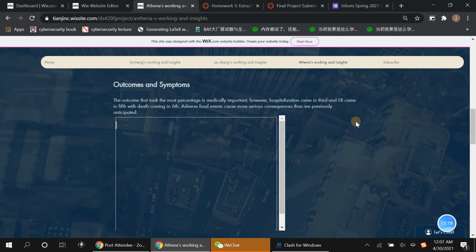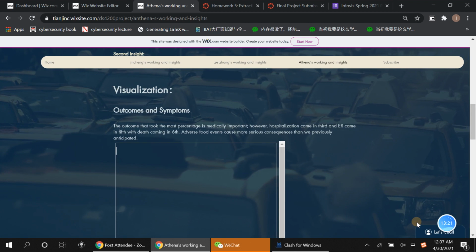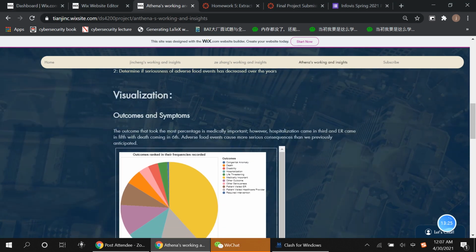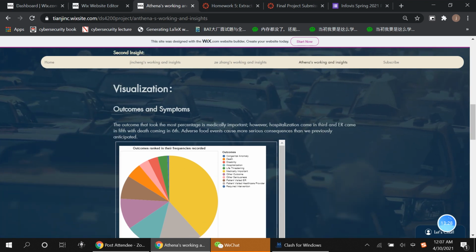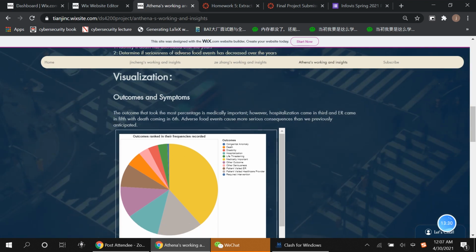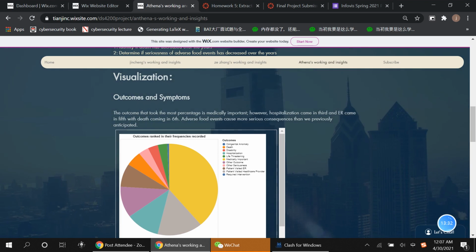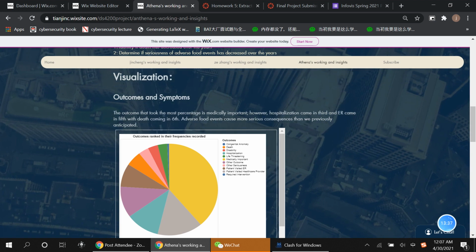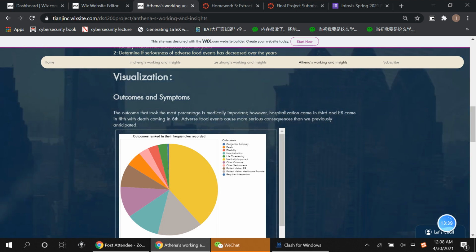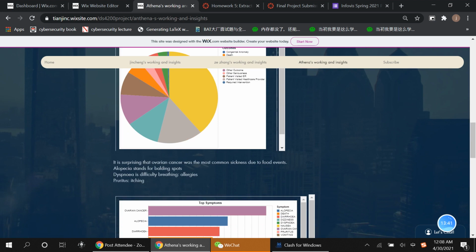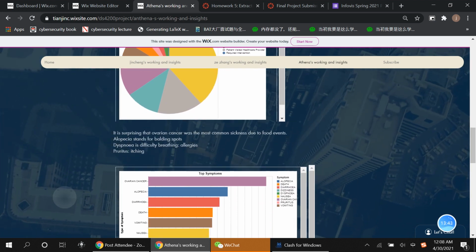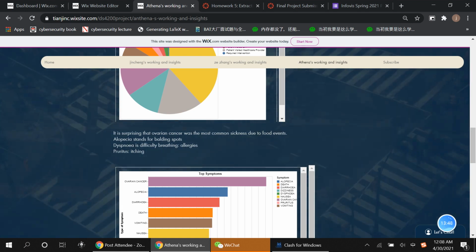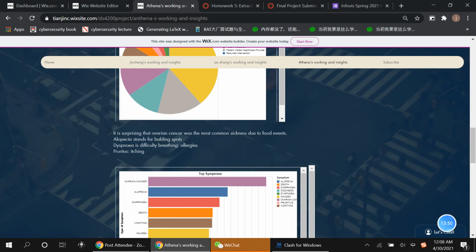The outcome that took the most percentage is medically important. However, hospitalization comes in third and the ER in fifth, with deaths coming in sixth. Adverse food events cause more serious consequences than we previously anticipated. It is also surprising that ovarian cancer was the most common sickness due to the food events.